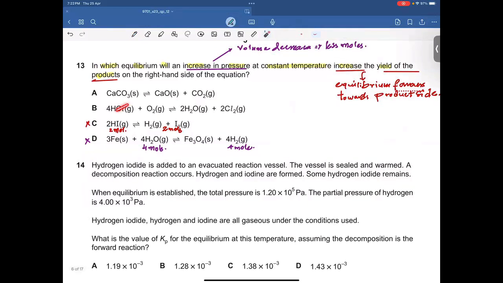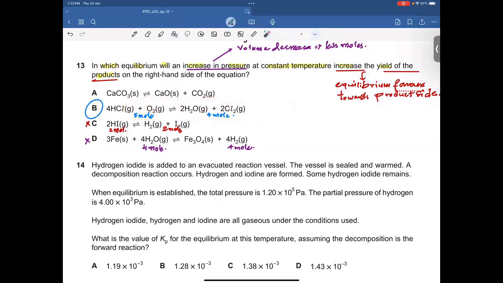Now let's talk about B. This is gaseous molecule, this is gaseous molecule. So we have 5 moles on the reactant side, whereas we have 4 moles on the product side. So we have more moles here, less moles here. If we increase the pressure, according to Le Chatelier's principle, equilibrium favors towards right-hand side because of less number of moles, and so we'll get maximum yield in this scenario. So from my perspective, B is going to be the right answer.